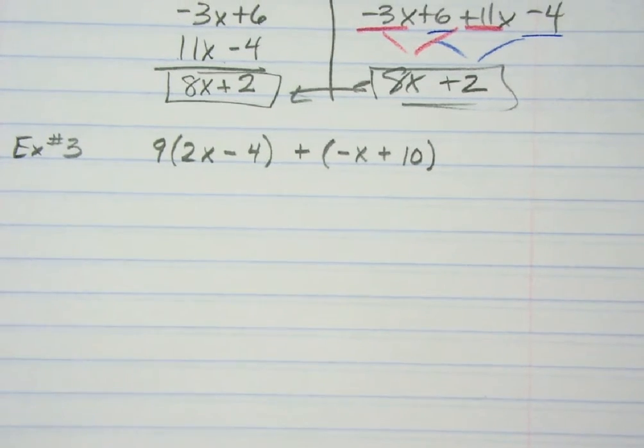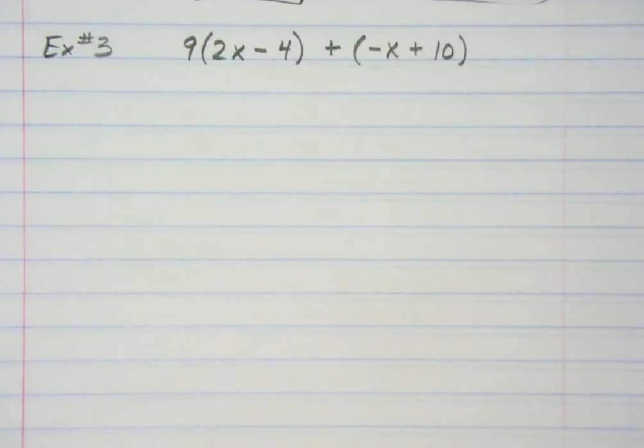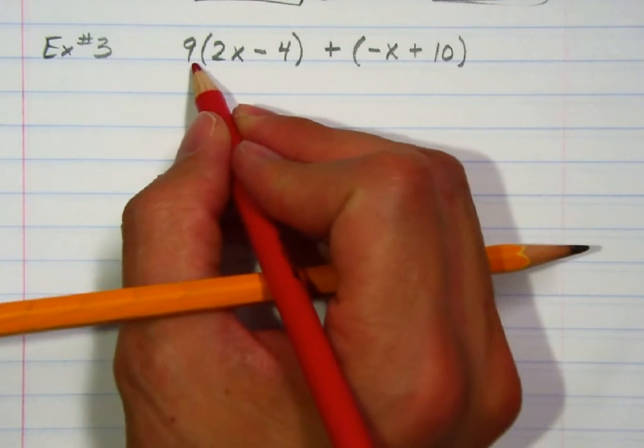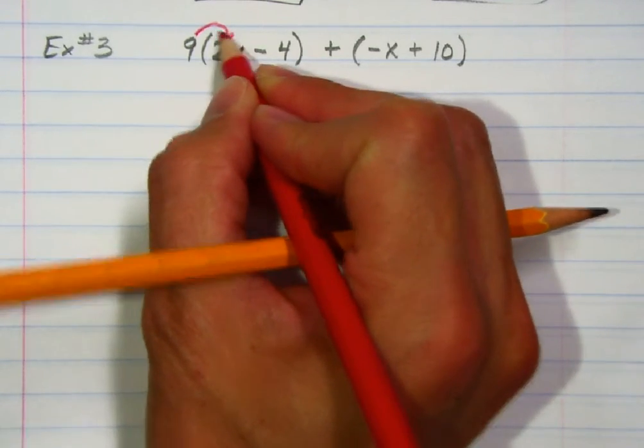It's not really that difficult, but it's challenging. So why is it challenging? Well, because this time I have a number in front of a parenthesis. So this time I actually have to distribute.